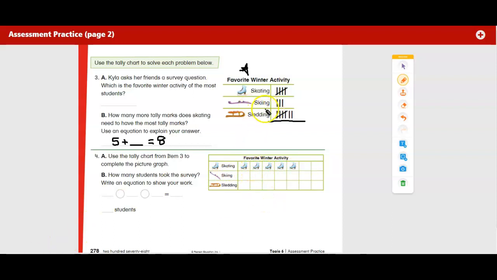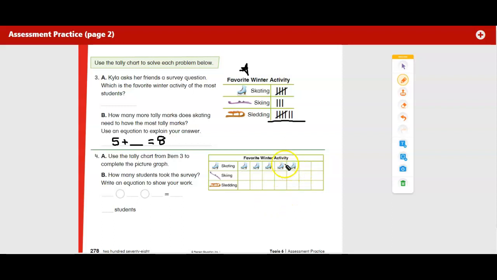So look at the total number of people who went skiing. Count the tally marks and fill in the picture boxes. You can make small X's, you can do a check mark, or if you would like to draw a little sled or a little ski, you can. I would probably just draw X's. Then count the total number of people who went sledding and fill in the same number in our picture graph.